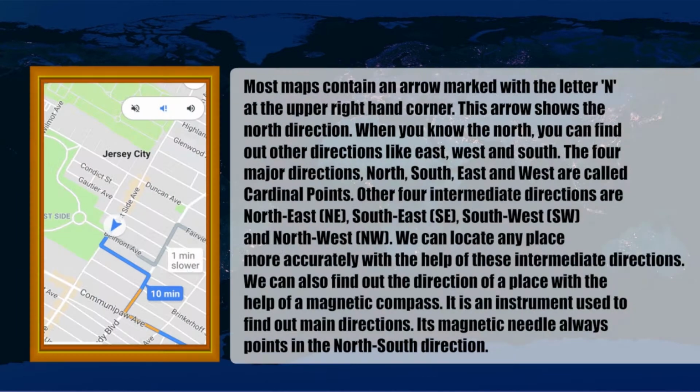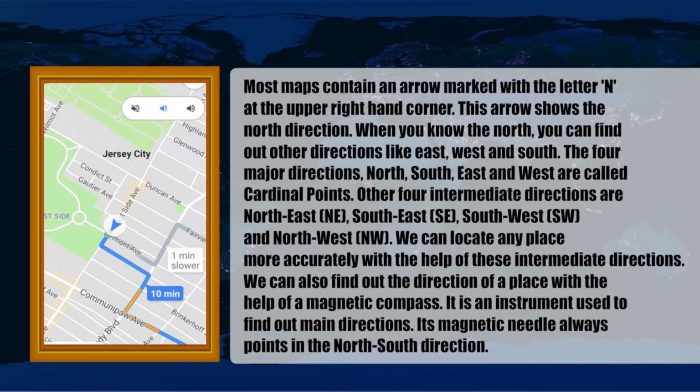Directions. Most maps contain an arrow marked with the letter N at the upper right-hand corner. This arrow shows the north direction. When you know the north, you can find out other directions like east, west, and south. The four major directions, north, south, east, and west, are called cardinal points. Other four intermediate directions are northeast, southeast, southwest, and northwest. We can locate any place more accurately with the help of these intermediate directions.